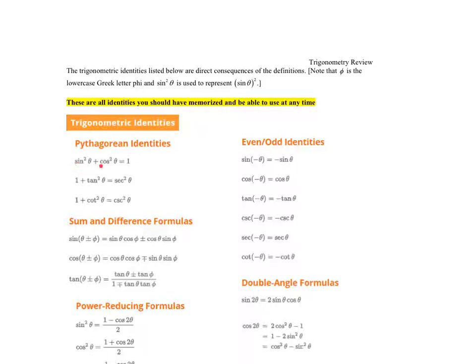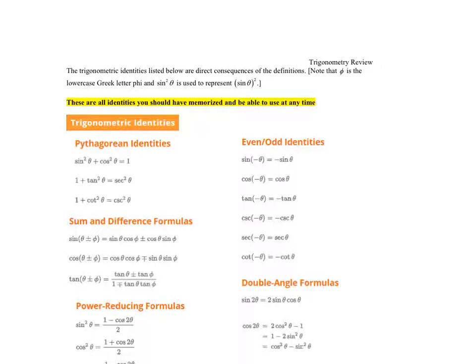Once you know sine squared plus cosine squared equals 1, if you divide everything by cosine squared, you get the next identity, which is 1 plus tangent squared equals secant squared. And if you go back to sine squared plus cosine squared equals 1 and divide everything by sine squared, you end up with 1 plus cotangent squared theta equals cosecant squared theta. So sine squared plus cosine squared equals 1 is the one that you absolutely need memorized, and then you at least need to know how to get the other ones.